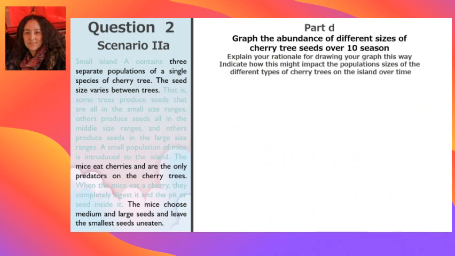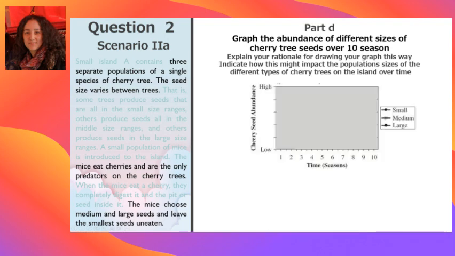So we're going to make another graph here, and we are also asked to indicate how this might impact the population sizes of the different types of cherry trees on the island, which we touched on a moment ago. I've blanked this graph out. I'd love for you to take a minute to create a graph on your own.